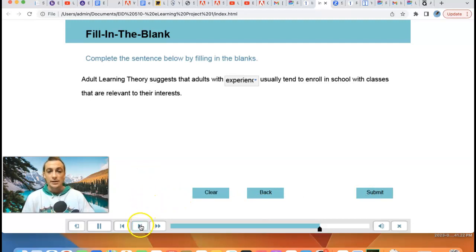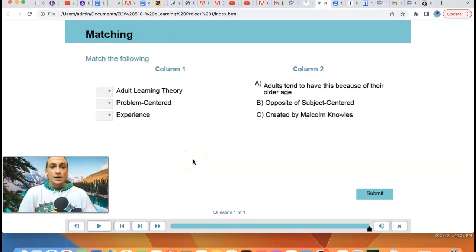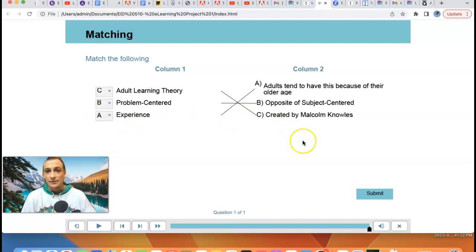For some reason this button doesn't work, so let's click that one. And we're going to do some matching. Column 1, adult learning theory is opposite of subject-centered. Created by Malcolm Knowles. Problem-centered is the opposite of subject-centered. And experience is A because adults tend to have this because of their older age. Cool.